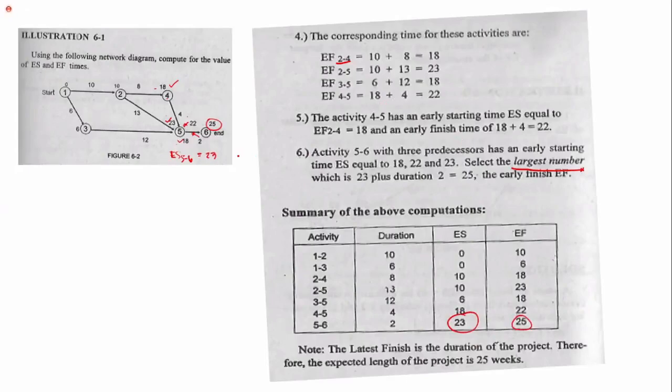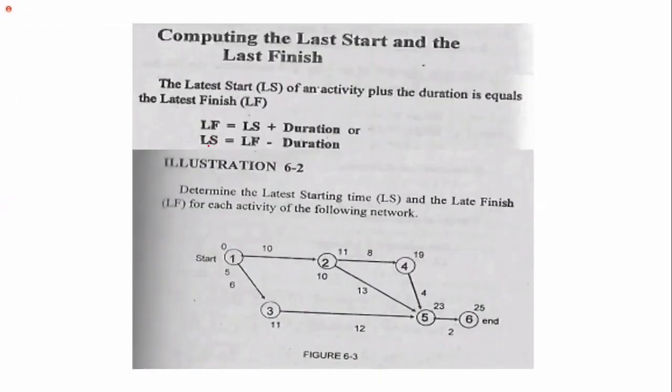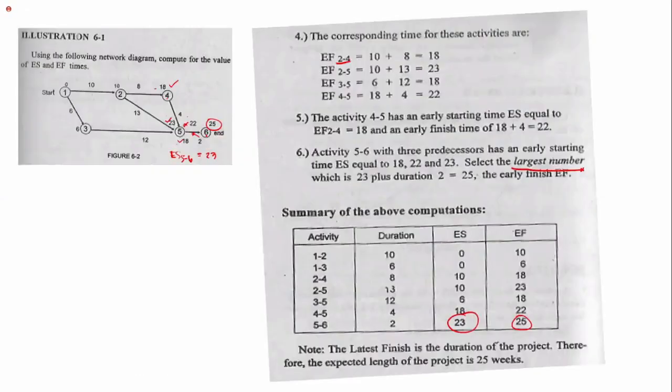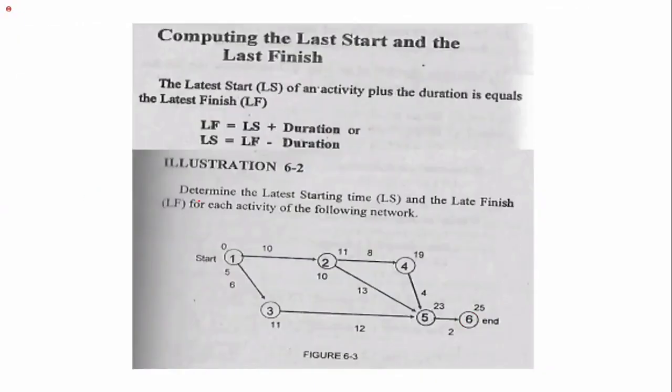It's just addition, no subtraction. So that's the computing for the early start and early finish, that's for the forward pass. Next, the late start and late finish, or the latest start or latest finish. If we compute the late start and late finish, we'll have the backward pass.